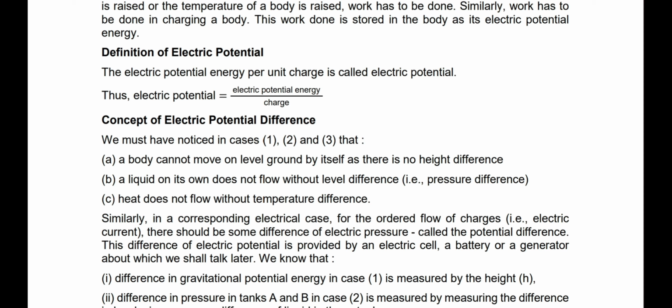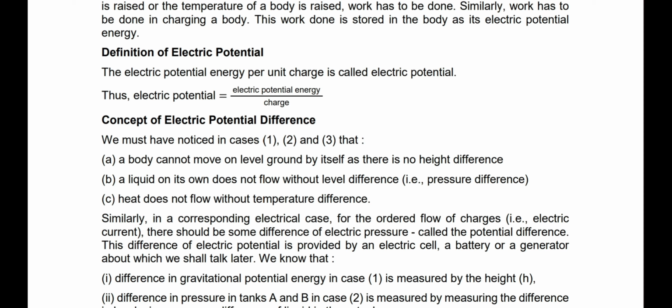A liquid on its own does not flow without a level difference. If we have two containers and in both containers the level of the liquid is the same, then the liquid will not flow in any direction. It will remain the same as there is no height difference or no pressure difference.